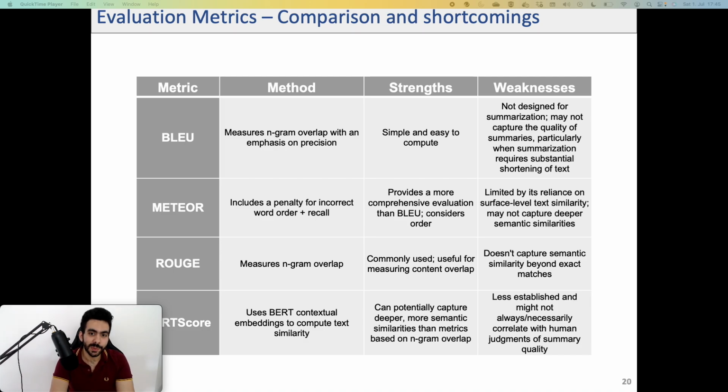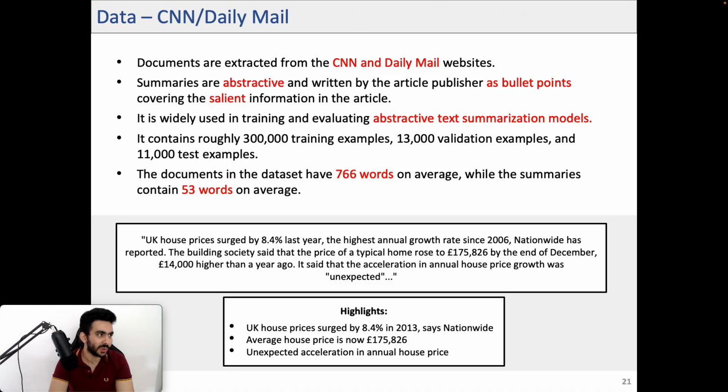Yeah, so moving on from metrics, let's go to our datasets. The first established dataset is the CNN Daily Mail. The summaries there are abstractive and written by the article publisher, presented as bullet points that the publisher claims cover the salient information in the article. They are extracted from the CNN and Daily Mail websites and are widely used in abstractive text summarization models.